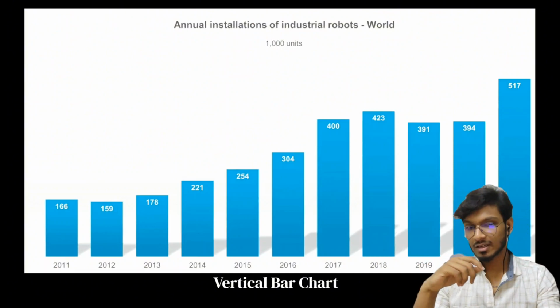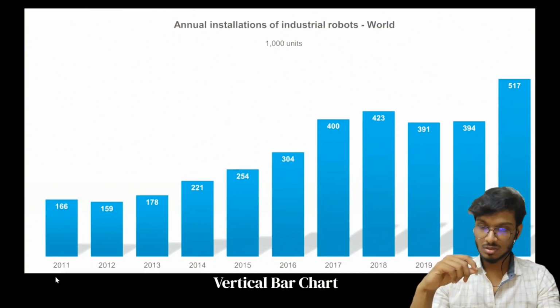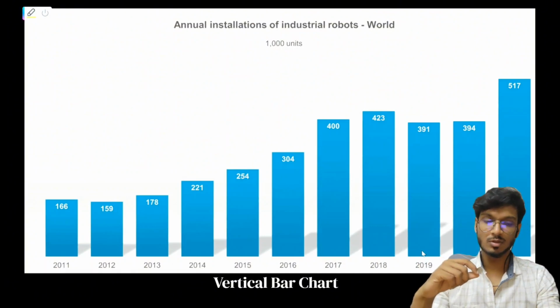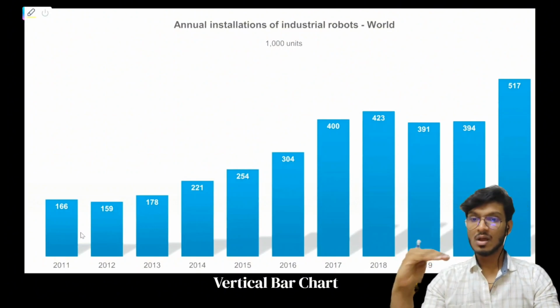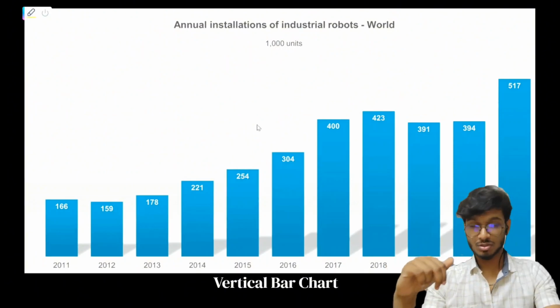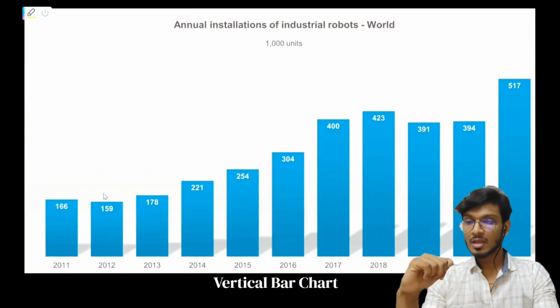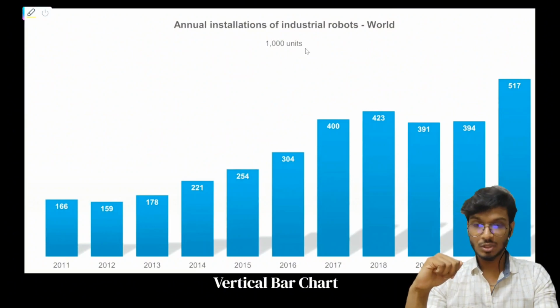So here we have taken the years 2011, 2012, 13, similarly till 2022. We can see that in 2011 there were 166 into 1000 units. What is the scale? The scale is in 1000 units. So 1,66,000 units were installed in 2011.